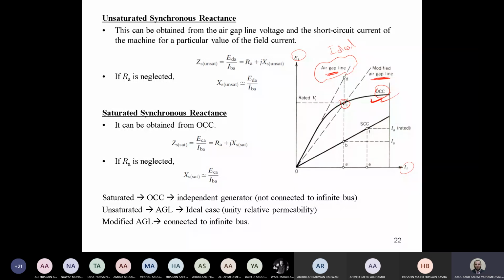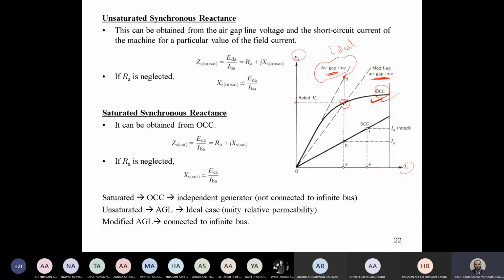How can we get it? Simply, after plotting the air gap line, identify the value of IF where the open circuit voltage is rated, from the open circuit characteristic. So we can go to the value of V rated and make a horizontal line until it intersects with the open circuit characteristic. At this point, you can make a vertical line like that. The intersection with the air gap line will be the required voltage, and the intersection with the short circuit characteristic will be the required current.